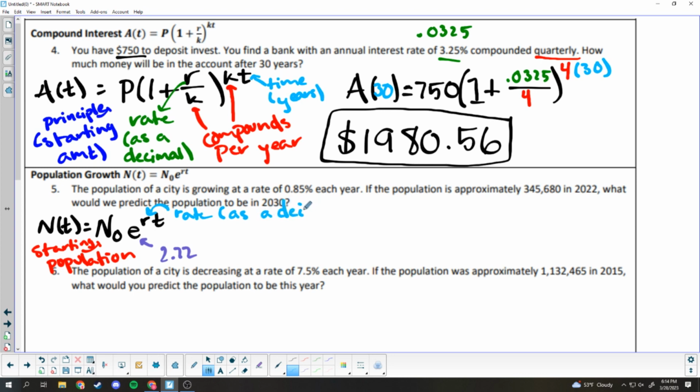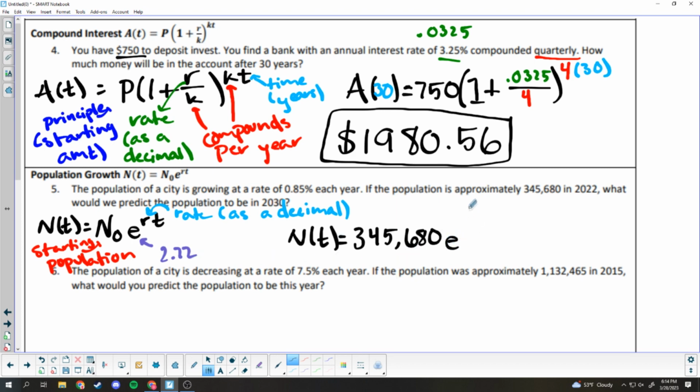So they give it to you as a percentage. You need to convert it to a decimal. And then T is just time once again. So let's set it up for this situation. Our N of T, our population, is our initial population in 2022, which is 345,680. And then we multiply it by E.